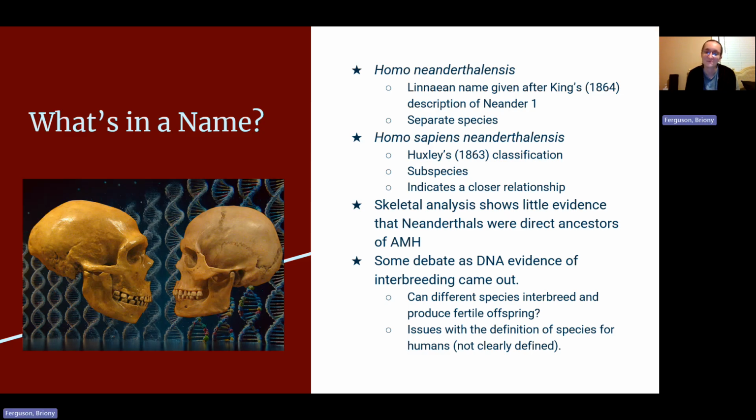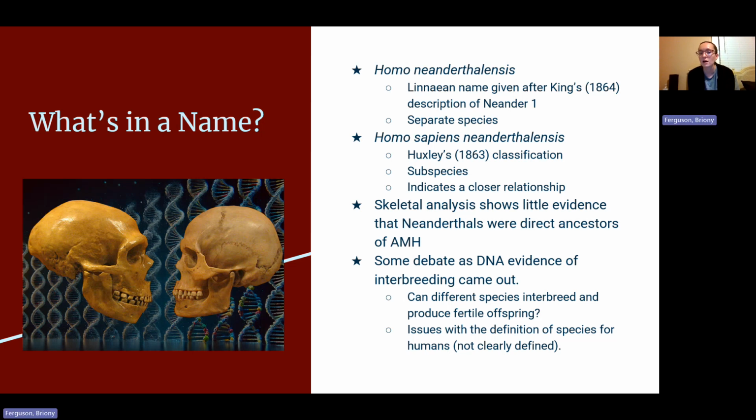But moving on. So we've talked a little bit before about this debate about names for Neanderthals. It's typically referred to as splitters versus lumpers. But originally, Neanderthals were named Homo neanderthalensis. This was the Linnaean name given after King's 1864 description of Neander 1. With this name, it suggests that Neanderthals and Homo sapiens are very separate species.